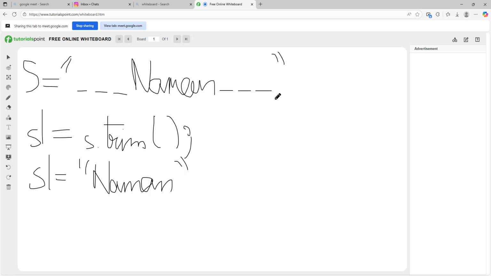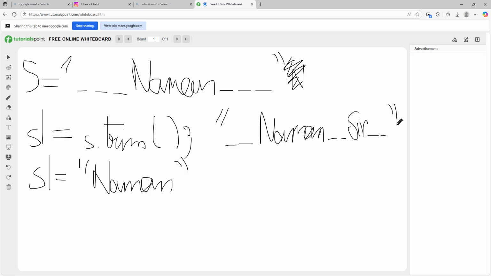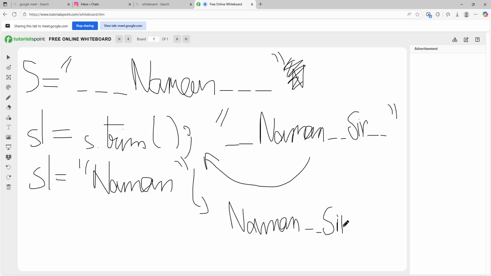But let's say it was space space Naman space space sir space space. If we put this in the trim function, we'll get Naman space sir. So in between the words, if any spaces are there, they will remain the same.